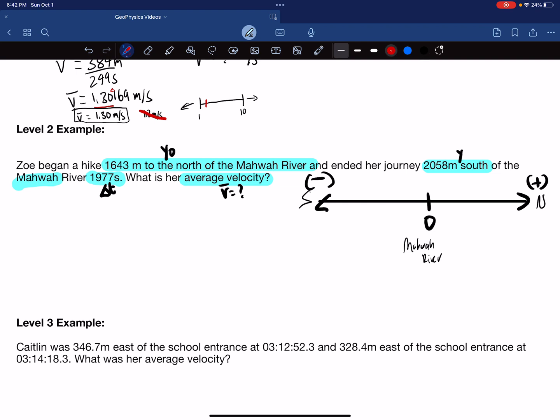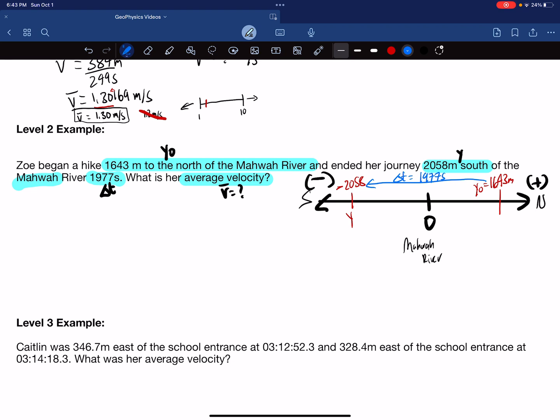And so she is 1643 meters north. And that is the Y0. And then she ends up 2058 south. And since she's now on the left side of 0, that means that it's negative. So this is her final position, Y. And what we know is this total time as she moved from here to here, the delta T, was 1,977 seconds.